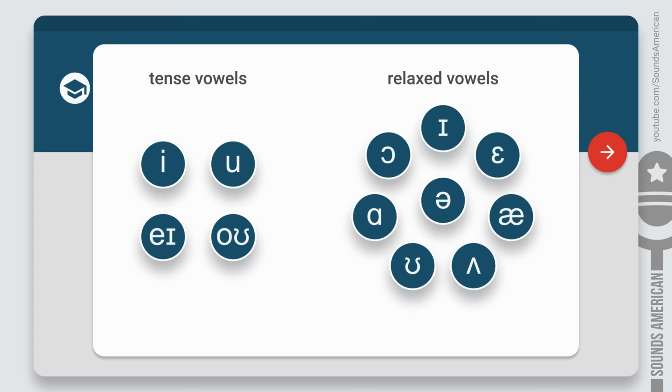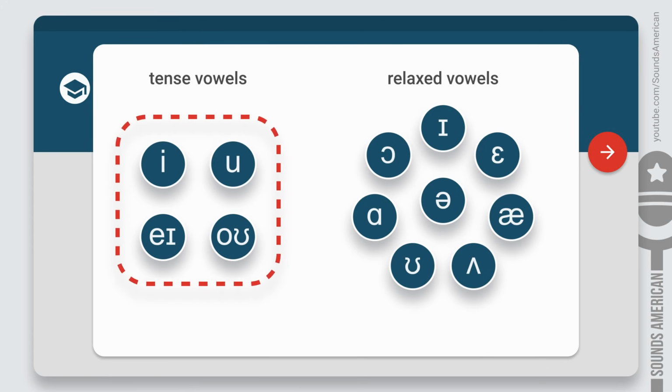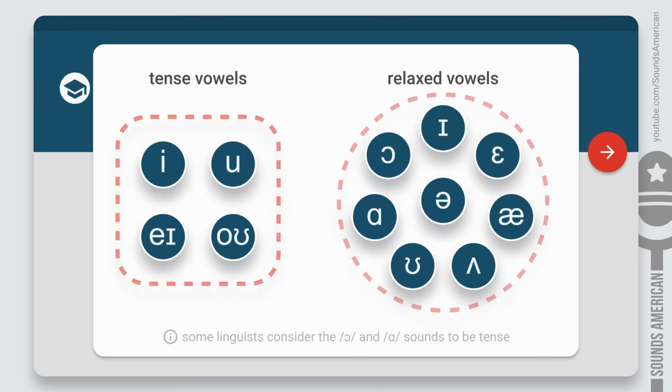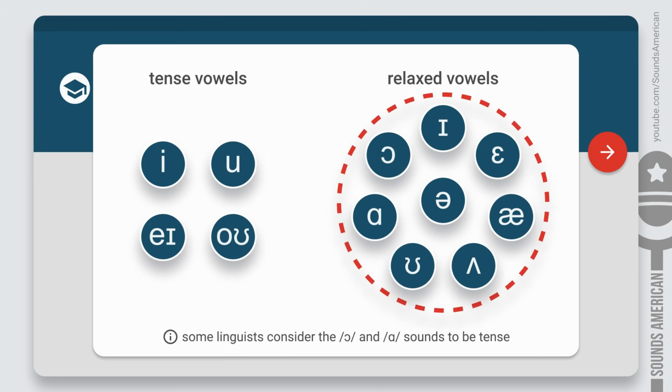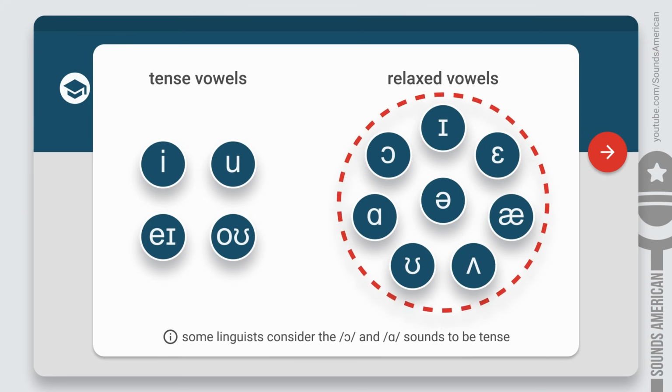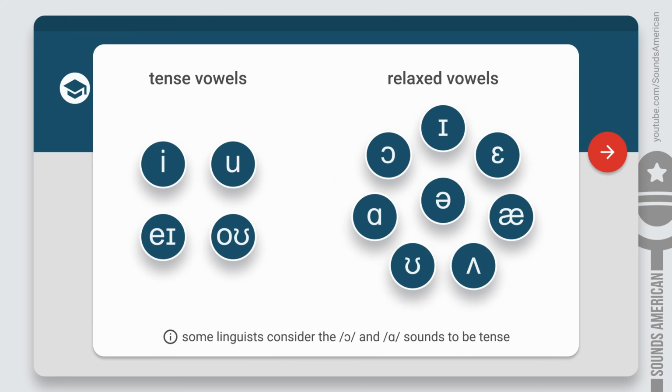But what does this mean? The vowel sounds on the left are always tense. They're always made with your lips and tongue tensed. The vowel sounds on the right are always relaxed. They're made with your lips and tongue relaxed. We talked about this a lot in our previous videos. Check the links in the description below.